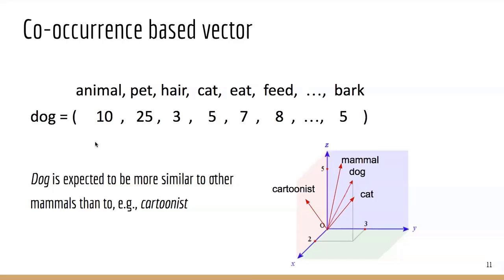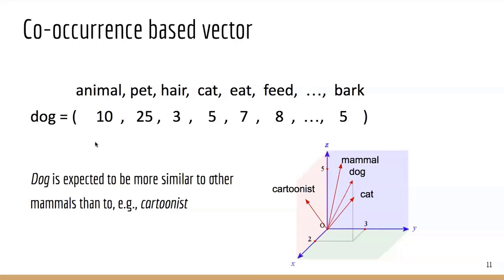Here dog will be simply the vector where each position in the vector represents another term, or another word in this case. So for example, dog is going to have 10 in the place of animal, 25 in pet, because they occur quite often, but then for other words, this number is going to be lower. And for many of them, this number is going to be actually 0. So one of the properties of this vector is sometimes they are also quite sparse.